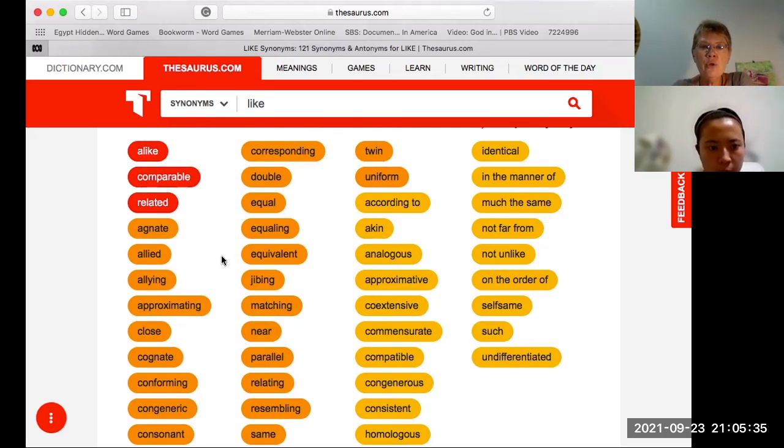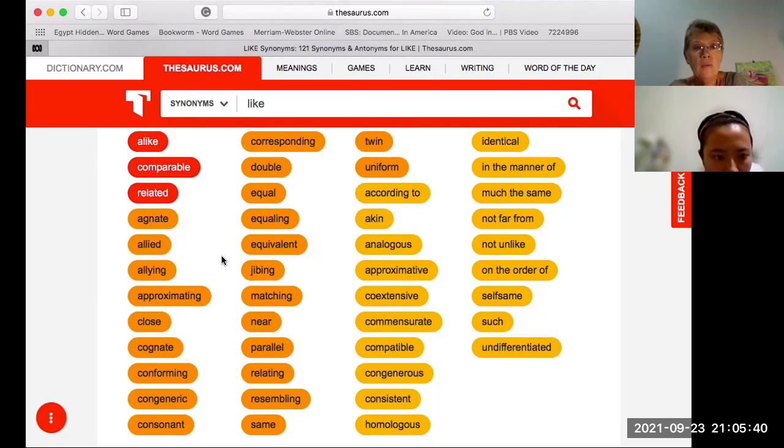Yes. Okay, what else do you know? Close. Conforming. Corresponding. Definitely. Double. Equal. And equaling. Equivalent. Matching. Near. Parallel. Relating. Resembling. Same. Okay. So we don't have to go through the whole lot, but you see, you looked just at the first page, first word, and you have like 10-15 options right away instead of using all the same.